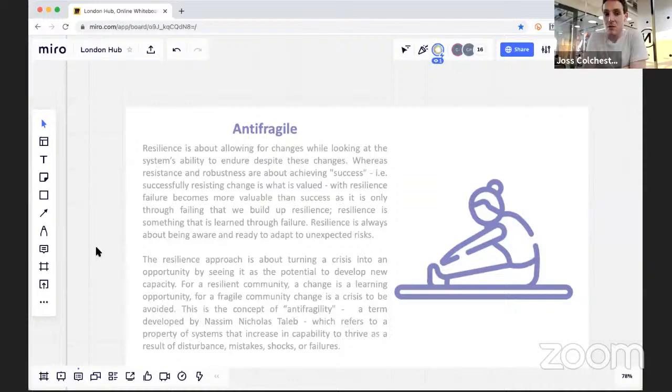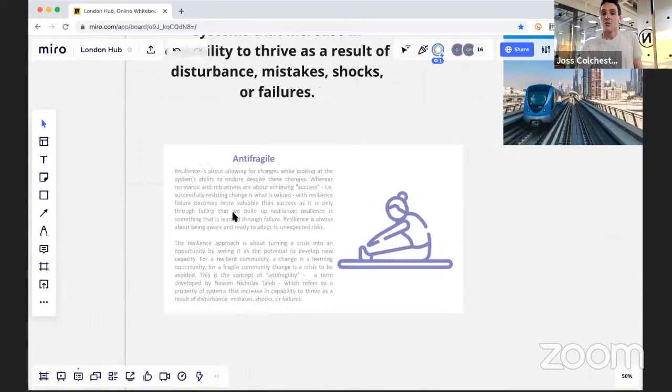The resilience approach is about turning a crisis into an opportunity by seeing it as the potential to develop new capacities. A community is another example of a complex adaptive system. For a resilient community, change is a learning opportunity. For a fragile community, change is a crisis to be avoided. This is the concept of anti-fragility we just talked about. So that's resilience and robustness.